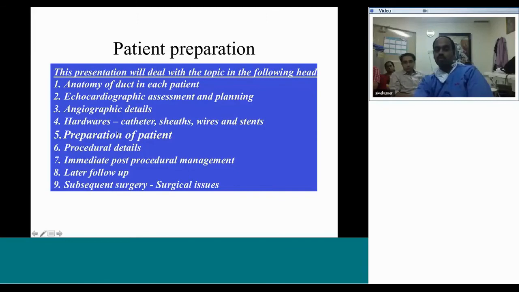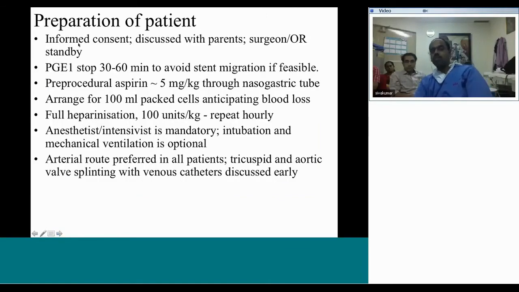Preparation of the patient. How do you prepare a patient before a ductal stent? You have to get an informed consent, because always VT shunt is another alternative that is available. You need to discuss the alternatives with the parents, with the surgeon, and keep the OR as a standby. Prostaglandin should preferably be stopped 30 to 60 minutes before to avoid stent migration. But if a patient is having 45% saturation, and you try to stop the prostaglandin 30 to 60 minutes before, the patient will not be alive for you to do the ductal stenting. Pre-procedural aspirin up to 5 mg per kilogram through the nasogastric tube. If you have time, it is a good strategy.